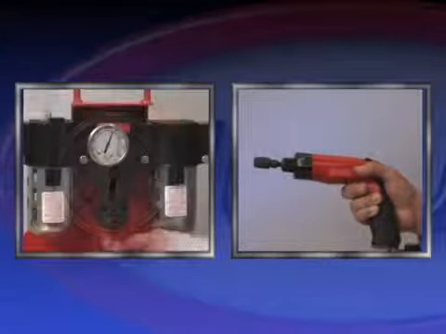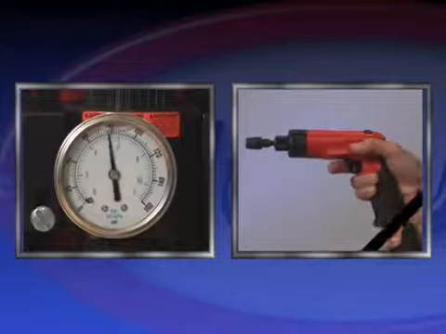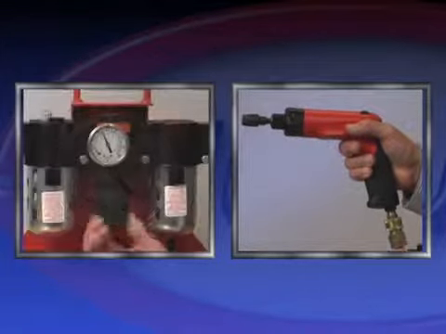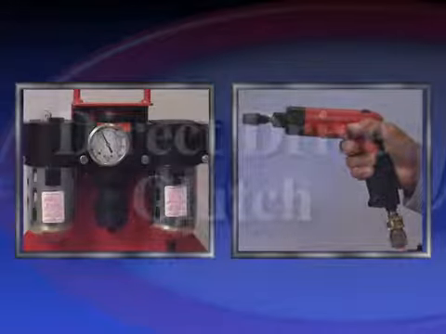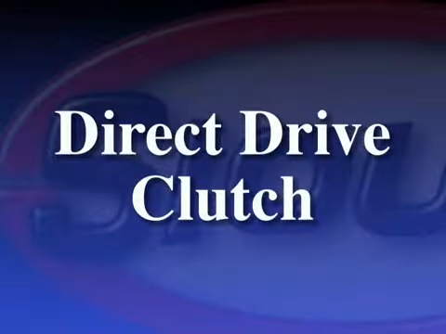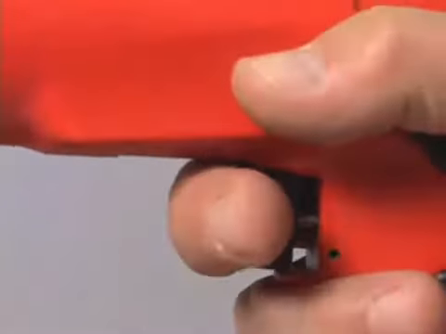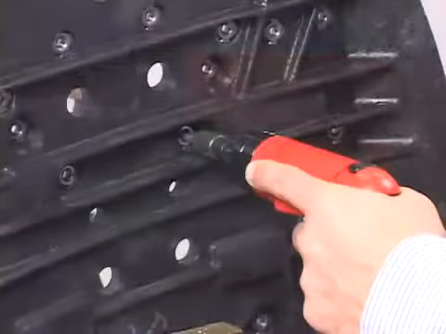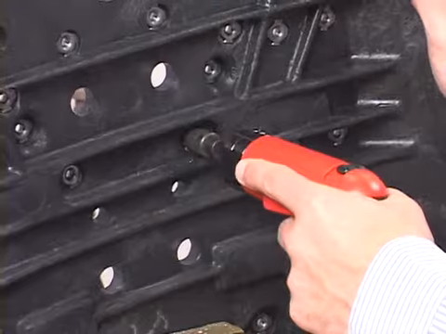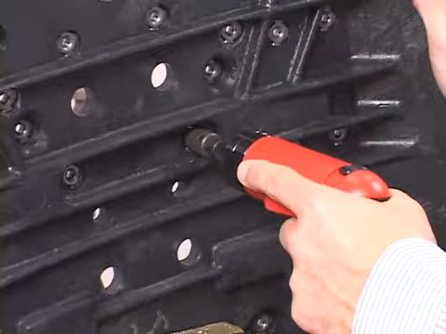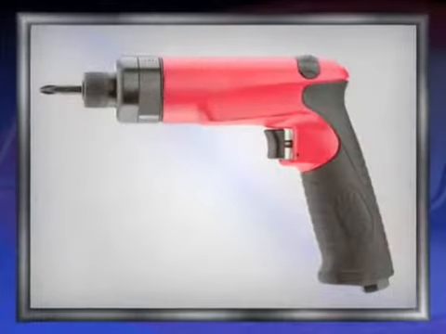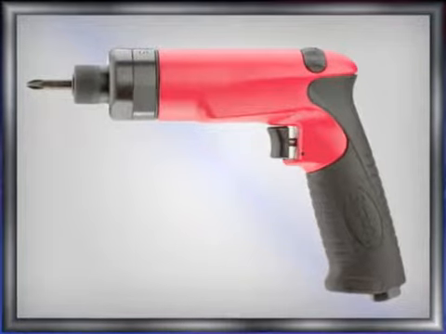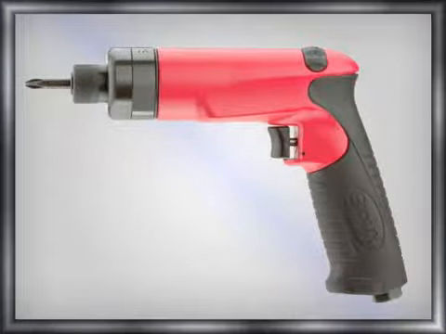The direct drive clutch's output is determined by the stall torque of the motor gearing at a given pressure. When the trigger is actuated, the motor drives through the gearing to the spindle, which stops when the fastener torque reaches stall torque of the motor. The direct drive clutch is simple and requires low maintenance.